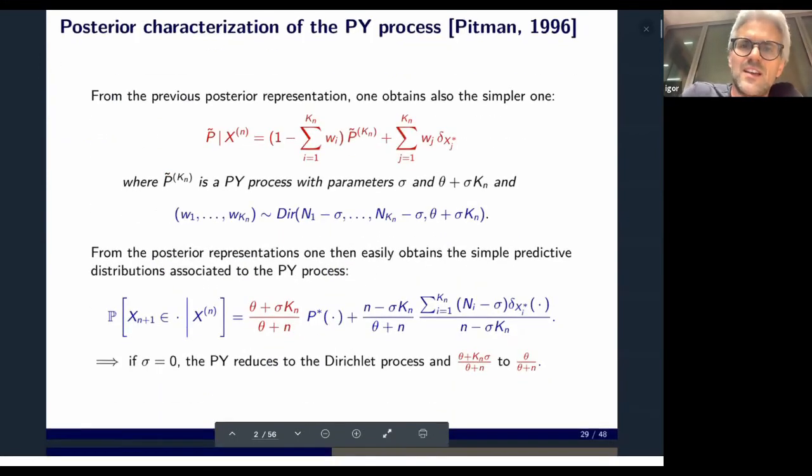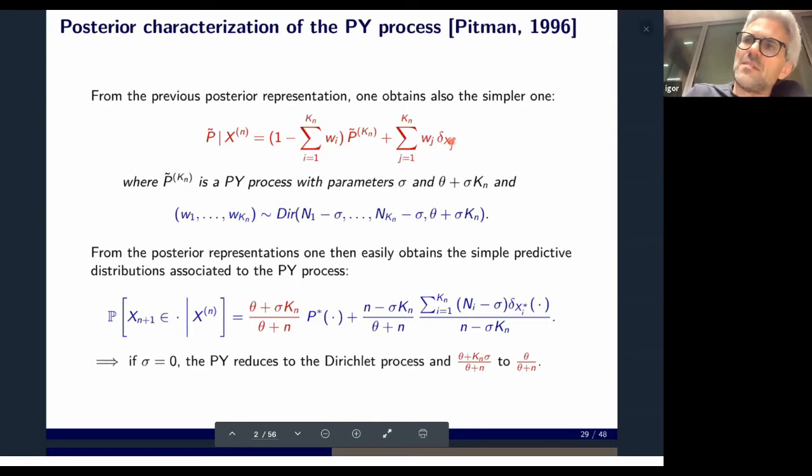Okay, so that's the posterior characterization, the one which goes back to the paper by Pitman in '96, where it tells you that, now not with respect to a latent variable, but directly with respect to xn, the posterior of the Pitt-Manure process given xn is a mixture between this random probability measure, which depends on kn and is again a Pitt-Manure process with updated parameters, plus some point masses at the distinct observations.